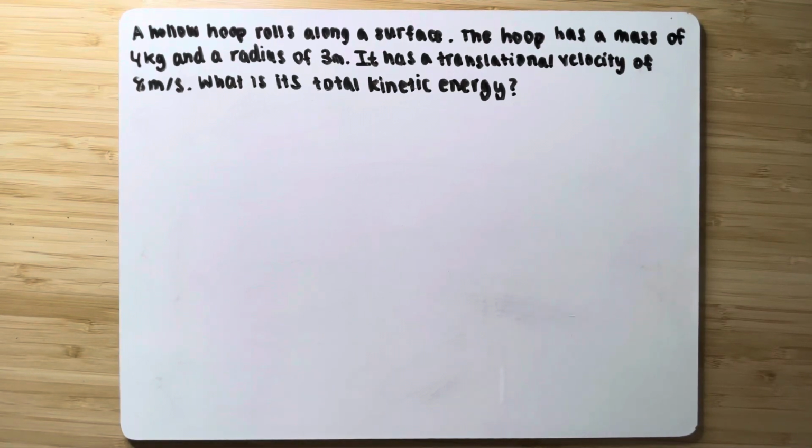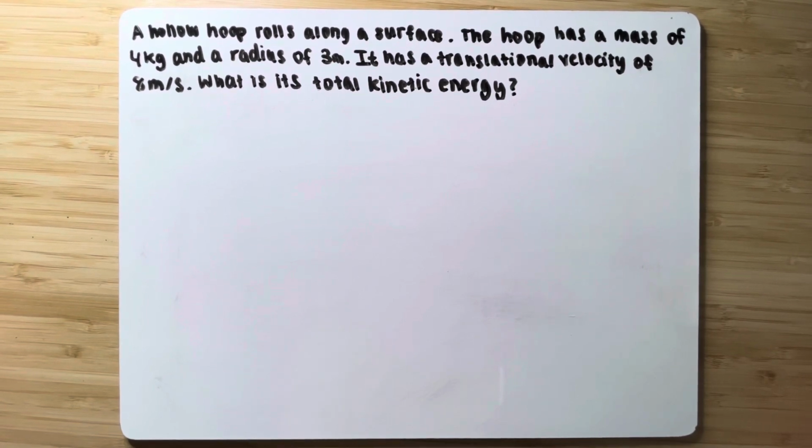A hollow hoop rolls along a surface. The hoop has a mass of 4 kilograms and a radius of 3 meters. It has a translational velocity of 8 meters per second. What is its total kinetic energy?